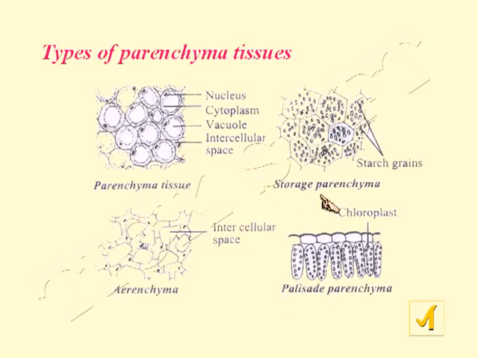And this is the storage parenchyma. In the storage parenchyma, the cytoplasm contains starch grains, where the starch is stored, and this is known as storage parenchyma. An example is stem and root tubers.